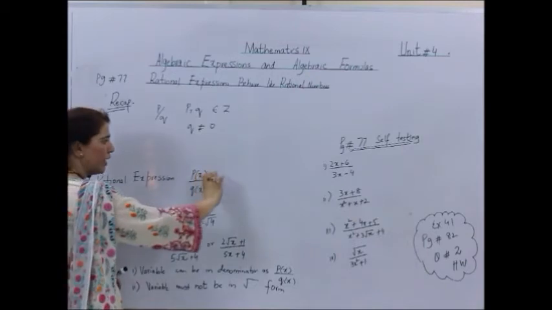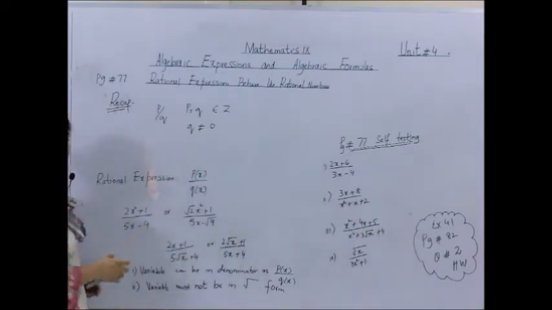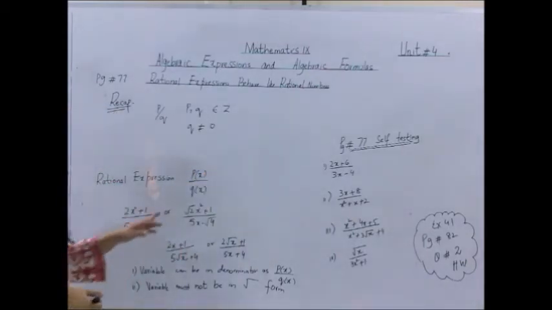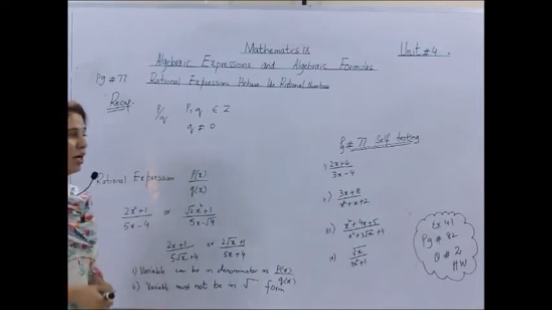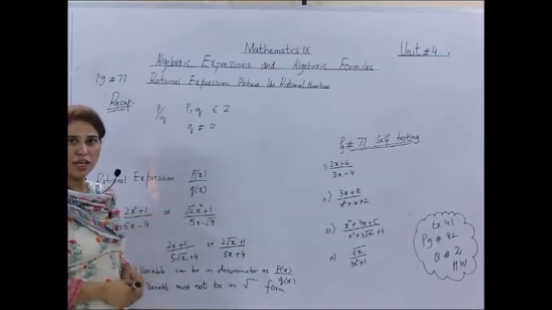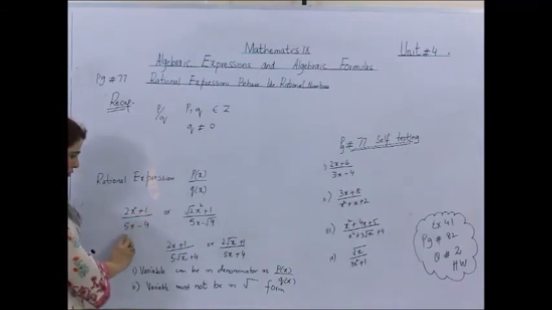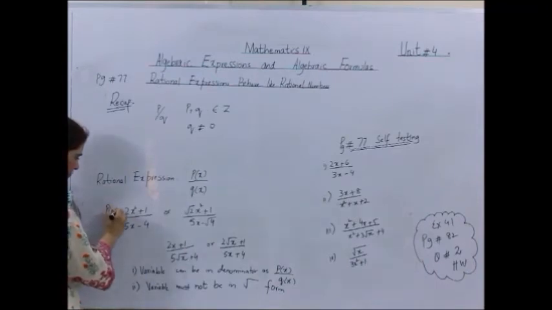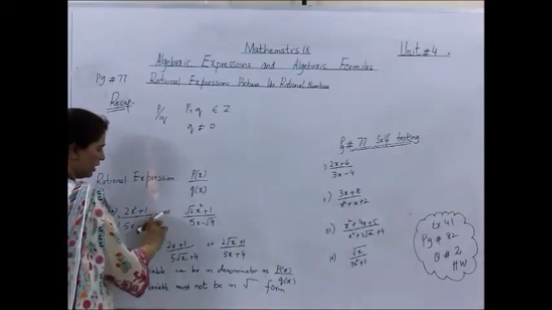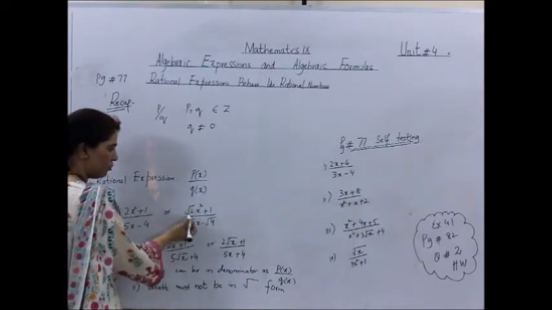A rational expression is an expression written in the form p(x) by q(x), where q(x) is not equal to 0. See, for example, 2x square plus 1 divided by 5x minus 4. That is p(x) by q(x).